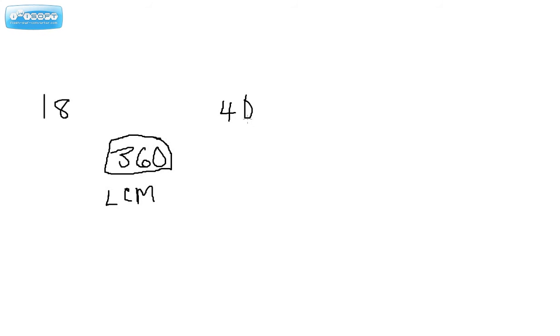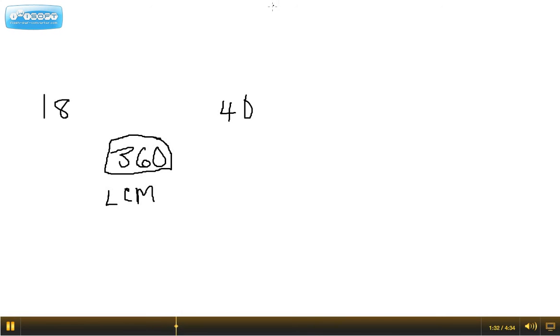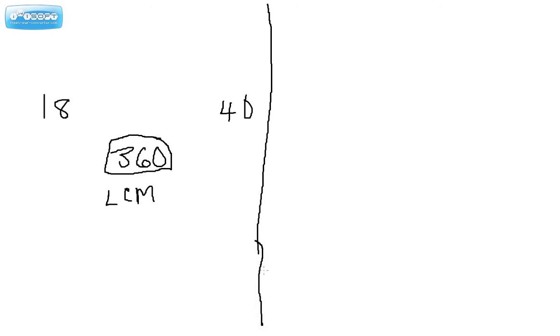So take the larger of the two numbers and do multiples of it, like 1 times 40, 2 times 40, 3 times 40. And the first number that you find that the other number will divide into also will be your least common multiple. The least common multiple is the smallest number that these two numbers will both divide into evenly. Another way of finding the least common multiple is to do prime factorization of the two numbers.